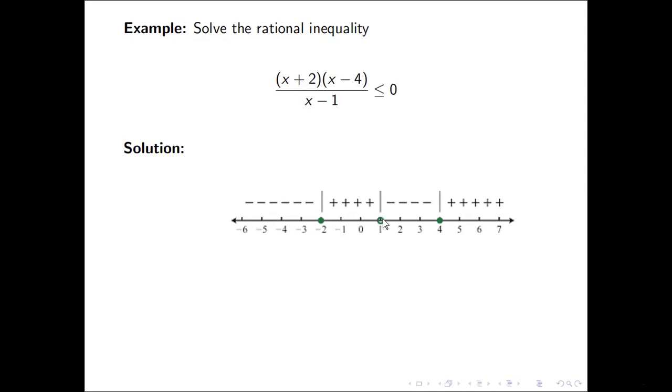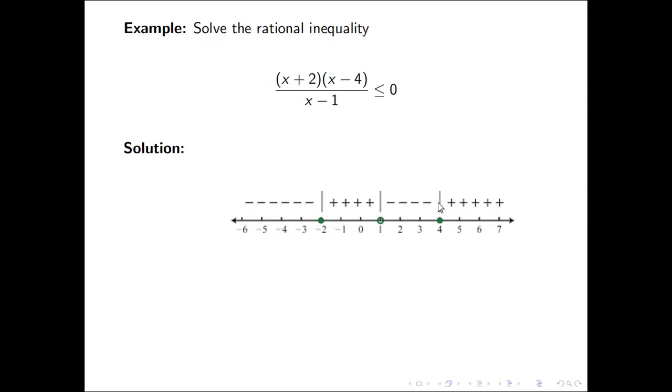Now I put a hollow circle to indicate that it's not defined at 1. Or you may just want to put an ND on top of that. And the other critical numbers are 2 and 4. They came from the numerator. So they will make the function 0 in value. So I use solid circles to indicate that. Or you can just put 0 on top, which I prefer.